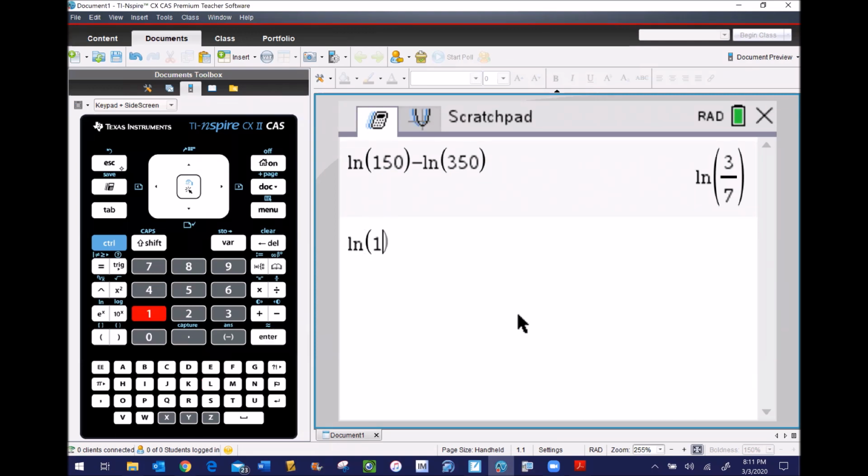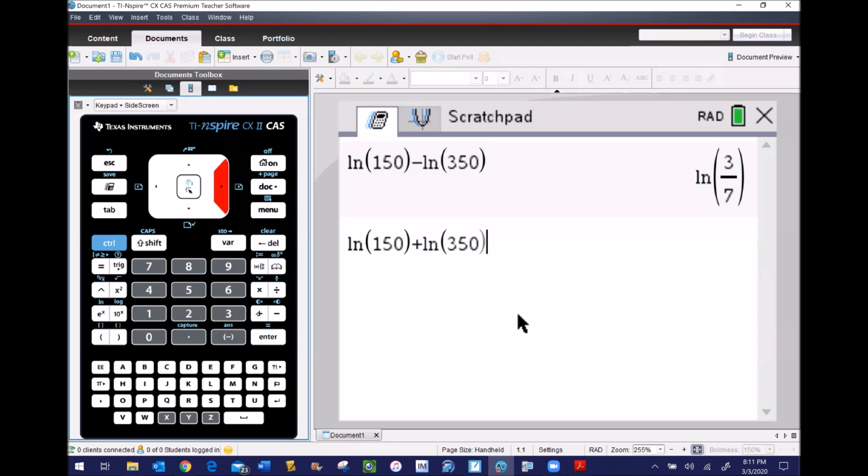Now, the other one, this would be a fun time. What's the calculator going to say? Yeah, it says what I thought it was going to say. It actually did multiply those. I just didn't want to multiply them by hand. So those are the two kinds of simplifications.